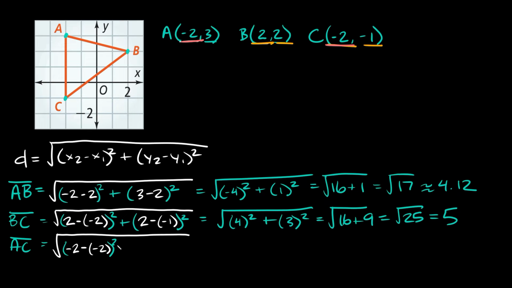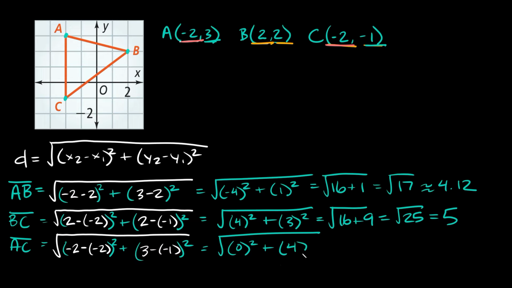Again, this is all squared, and then we're going to say plus the y coordinates, which are 3 and -1. So we're going to say 3 minus -1, right? So 3 minus -1, and again, this whole thing is squared, all right? So then, finally, we can say -2 minus -2 is the same thing as -2 plus 2, which is equal to 0. So then here we just have 0 squared, plus, here we have 3 minus -1, which is the same thing as 3 plus 1, which is 4, right?